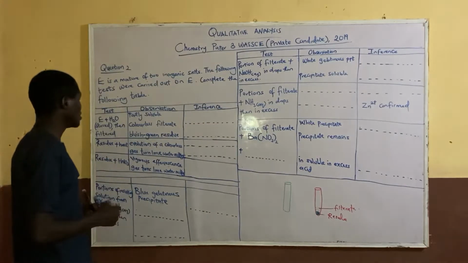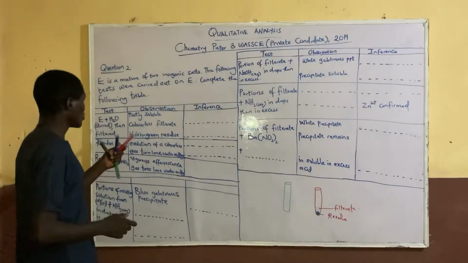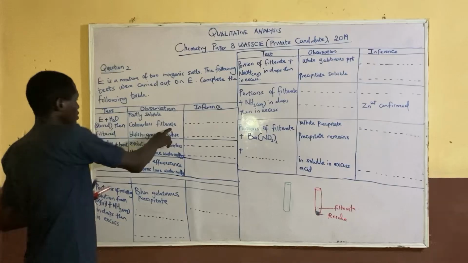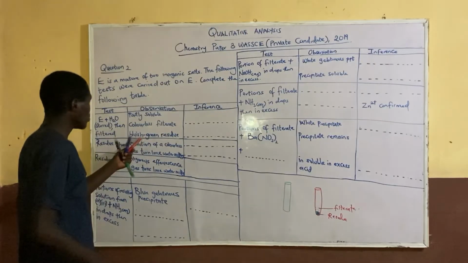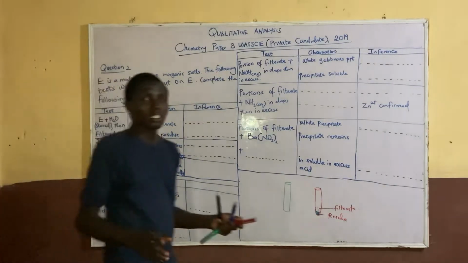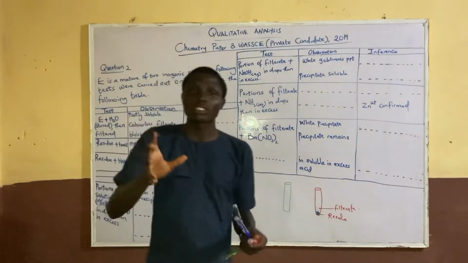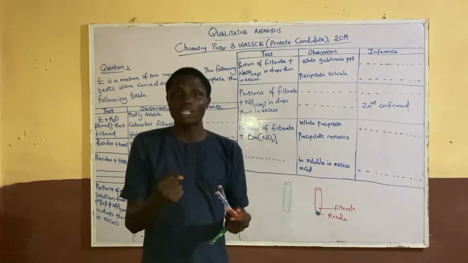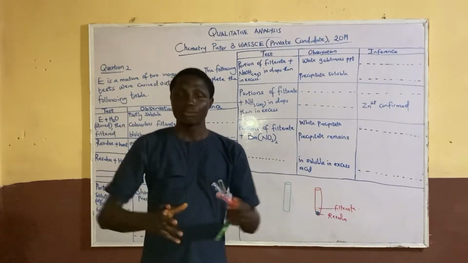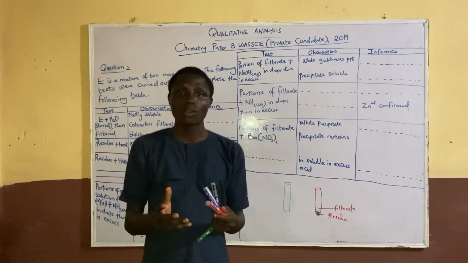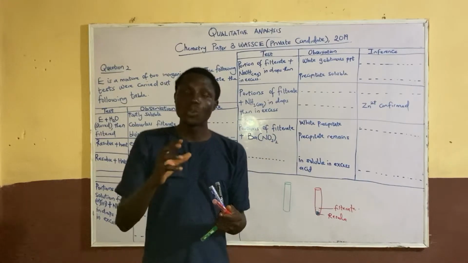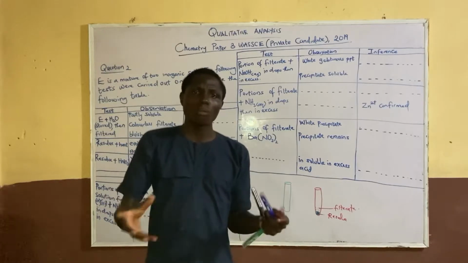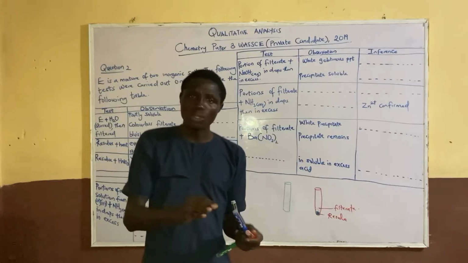Now, the presence of a bluish green residue is likely from salts. There are some salts that have color, and one of the ways you indicate those salts is by their color. For example, copper sulfate is blue in color.